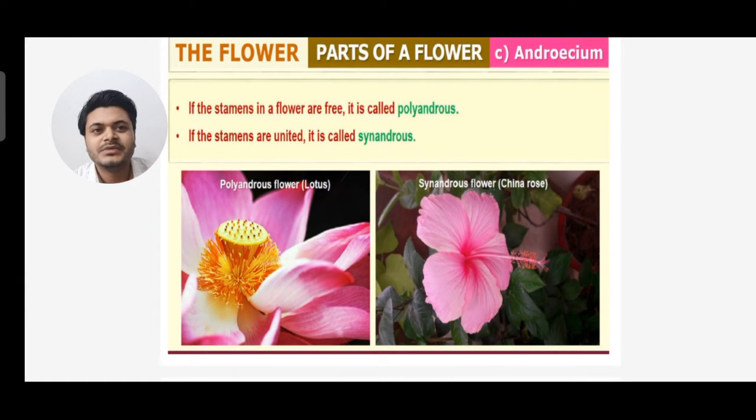Next, if the stamens in a flower are free, they are called polyandrous, and if the stamens are united, they are called synandrous. You can see the polyandrous condition in the lotus flower on the left hand side of the diagram, and you can see the synandrous condition in China rose. On the right hand side you can see the picture.